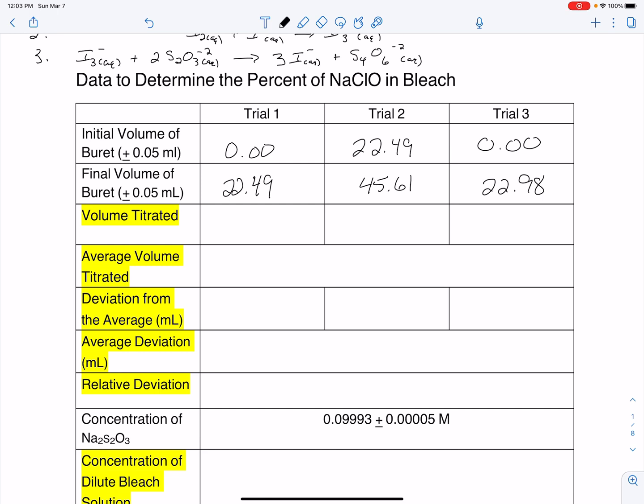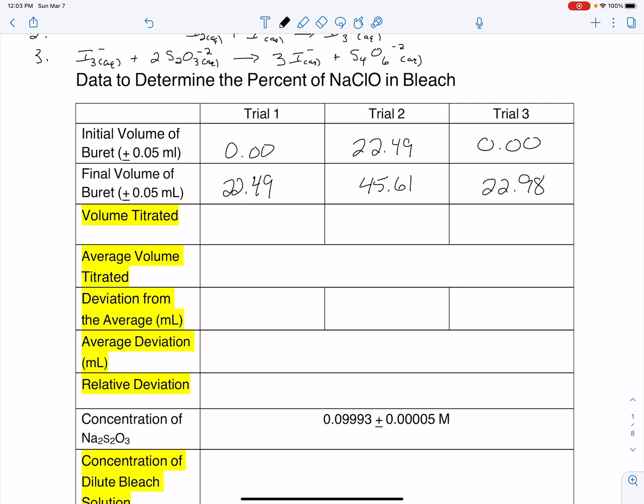Now, the deviation from the average, this is actually precision. When we talk about the percent of hypochlorite in bleach, that's a percent error. When we talk about deviation, deviation is a precision. So the deviation would be the agreement of your trials with one another. So when we say you are being precise, we're talking about how close your data is to itself.